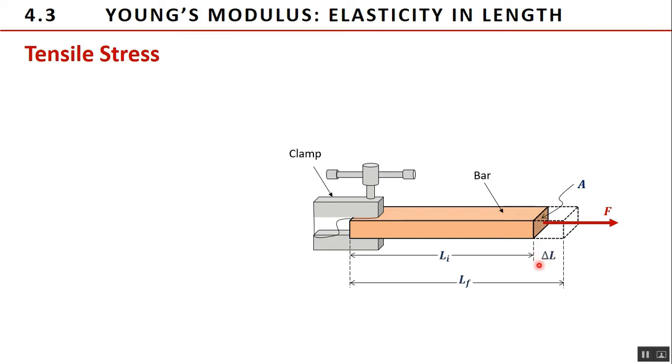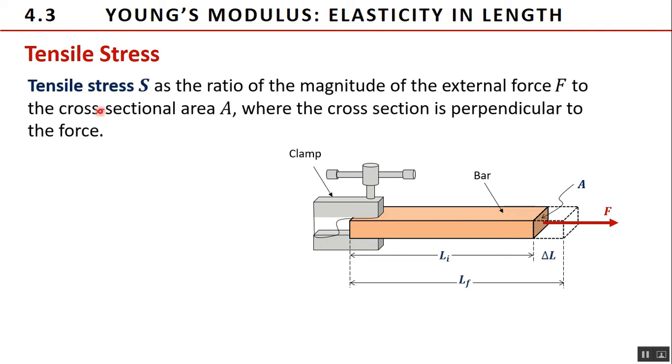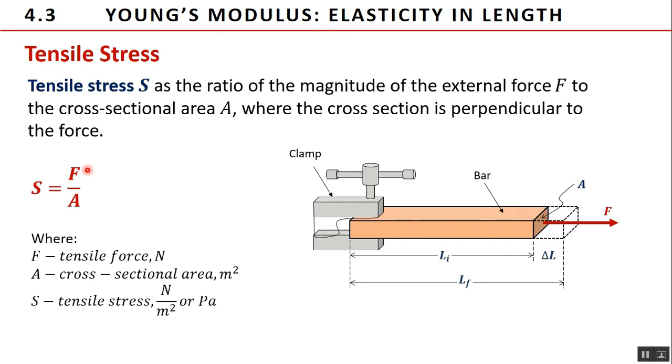We see that, at equilibrium condition, the bar is stretched or deformed by delta L. We define the tensile stress, denoted by the letter S, as the ratio of the magnitude of the external force F to the cross-sectional area A, where the cross-section is perpendicular to the force. The SI unit of tensile stress is newton per square meter, as long as the unit of force is in newtons and the area is in square meters. In honor of French mathematician Blaise Pascal, newton per square meter is also called pascal.